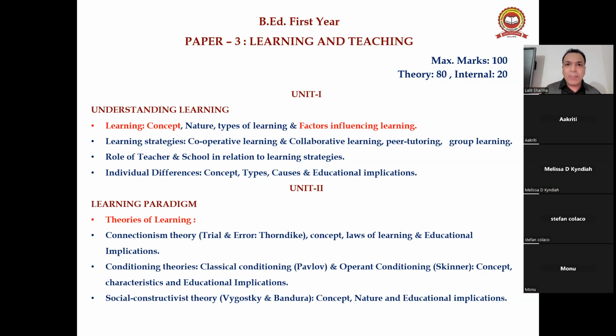Number 1 is connectionism theory. This is called trial and error theory. It is given by Thorndike, American psychologist. He has given the theory, trial and error theory, right? Concept, laws of learning, and educational implications. Today we will discuss this, as well as the second theory.